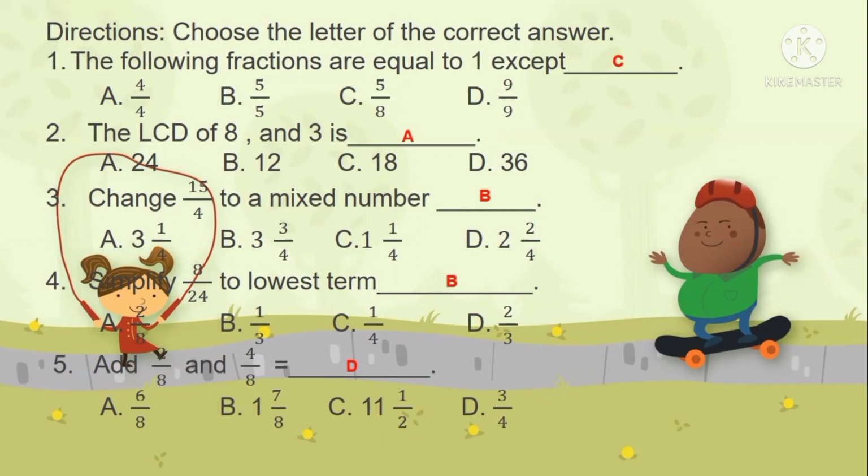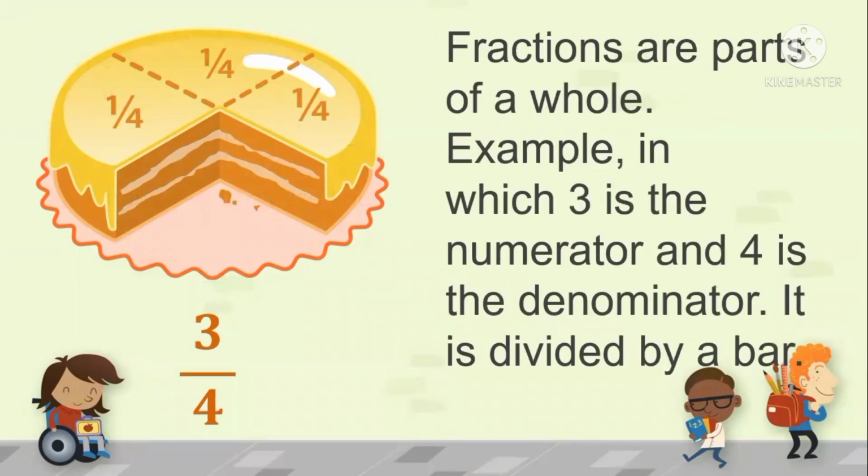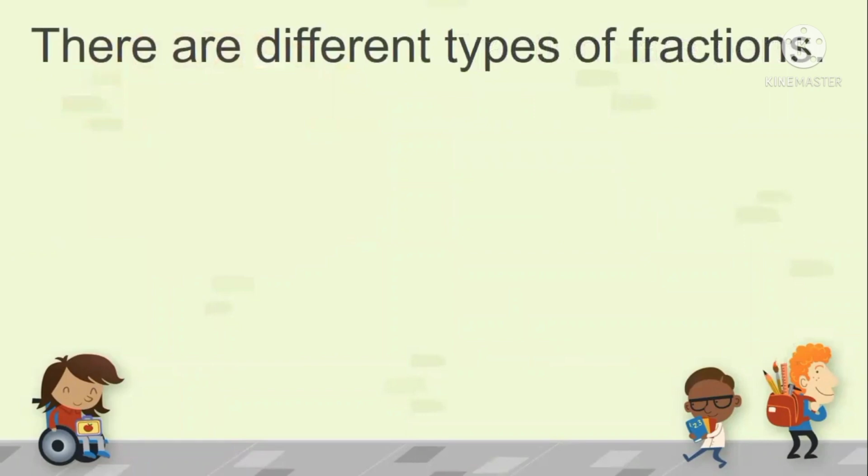Okay, let's proceed, children. As you have seen there, it is an example of fraction. Fractions are part of a whole. Example, in 3/4, 3 is the numerator and 4 is the denominator, and it is divided by a fraction bar, or what we call bar. And there are 3 different types of fractions.